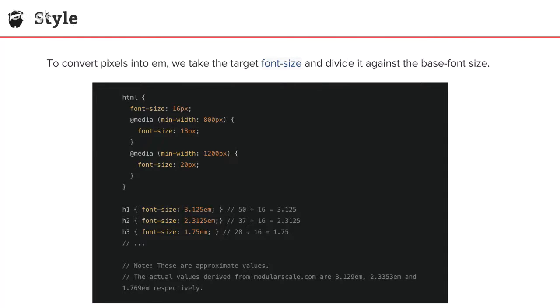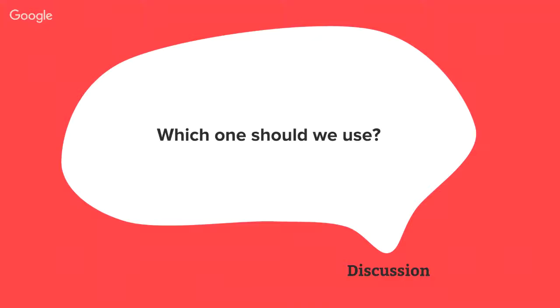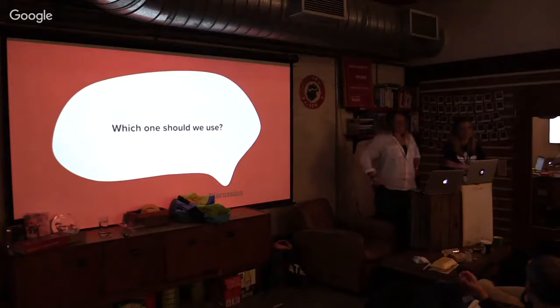So basically, we have a kind of question. We don't really know what the best practice is when you're using relative units. Should you be using ems? Should you be using rems? Or should you be using percentages? Can you mix them? And how does that work? So what are your thoughts on relative units?